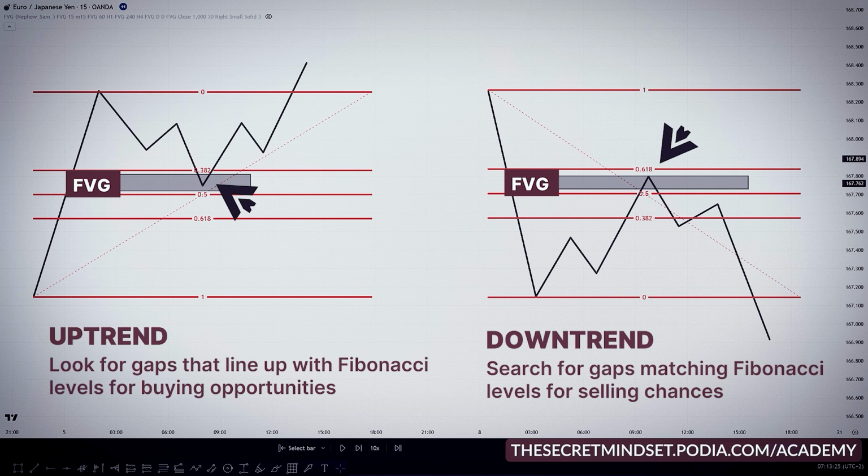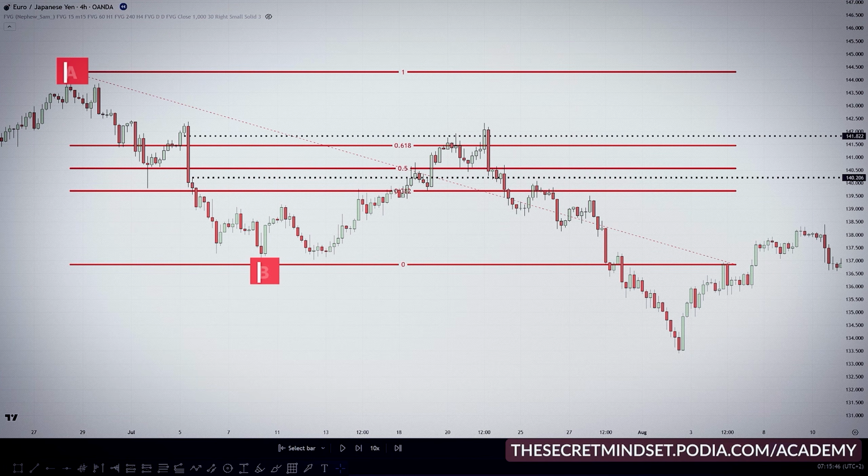Think about how markets move. After a strong push, price pulls back to test previous levels. Smart traders use Fibonacci to find these pullback targets. When these levels match a fair value gap, they show where big players plan their next moves. The process starts with finding the right swing points. Draw your Fibonacci from the highest high to the lowest low in the recent price action. This gives you the framework for finding the sweet spots where a fair value gap might matter most.